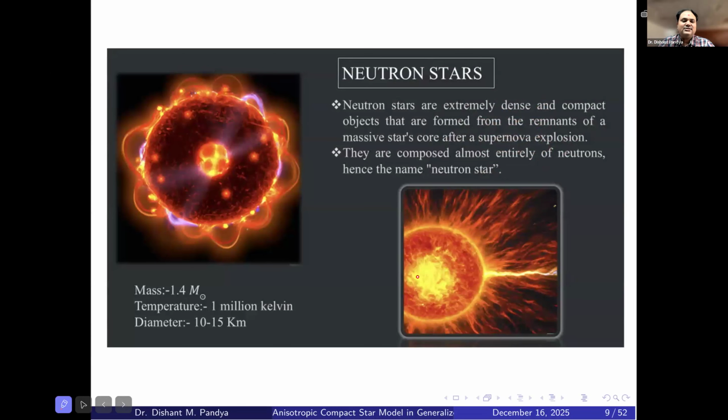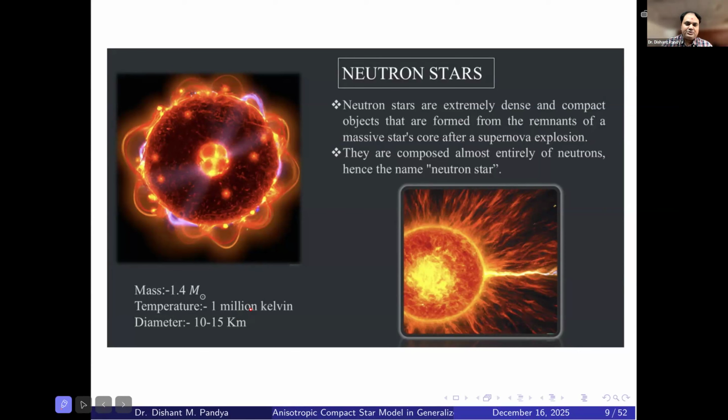And next is the main candidate of our research study, that is the neutron star. As you can see here, they have a higher solar mass, 1.4, and their temperature is almost 1 million Kelvin. And the size is very small. You can see here the radius is near 7 or 8 kilometers. So the diameter is 10 to 15 kilometers, and hence this is a very, very dense structure.